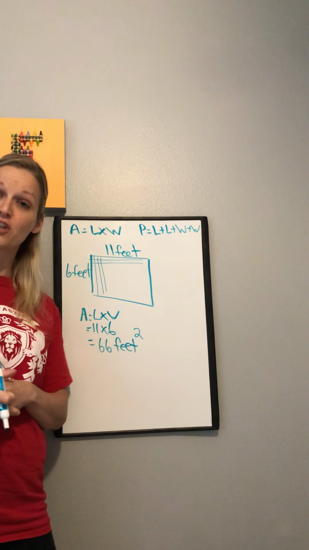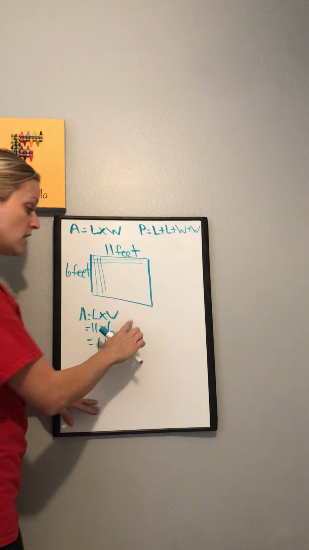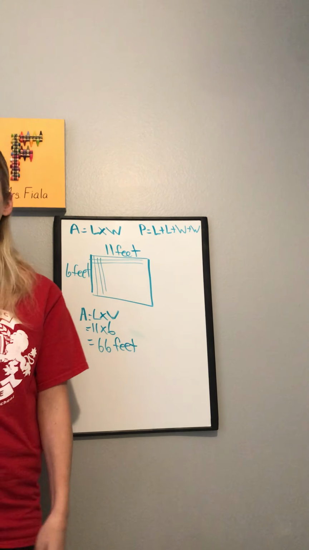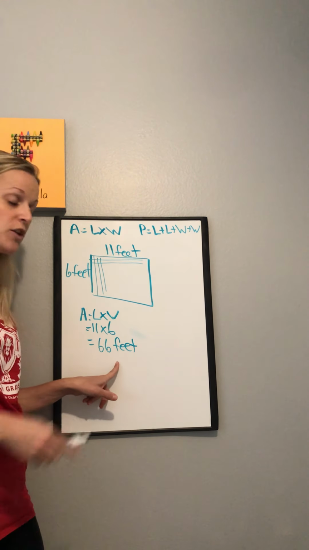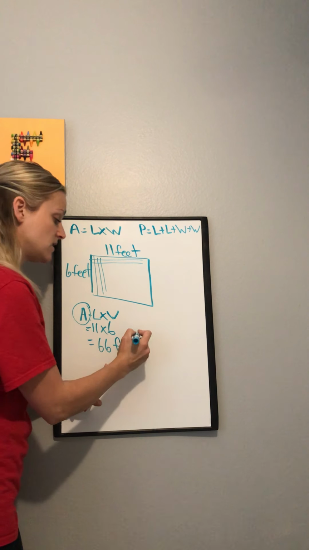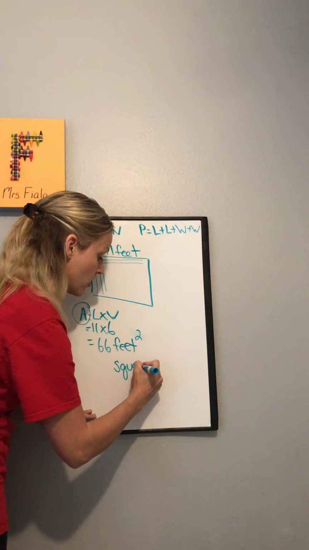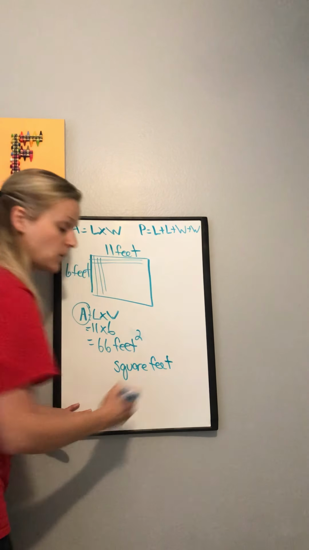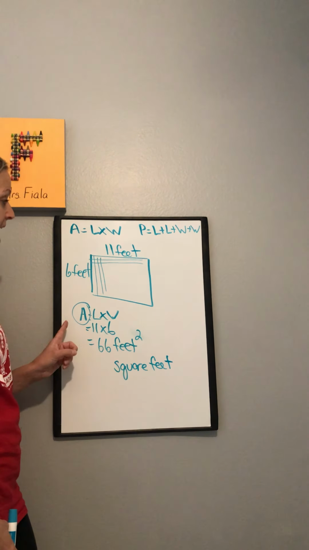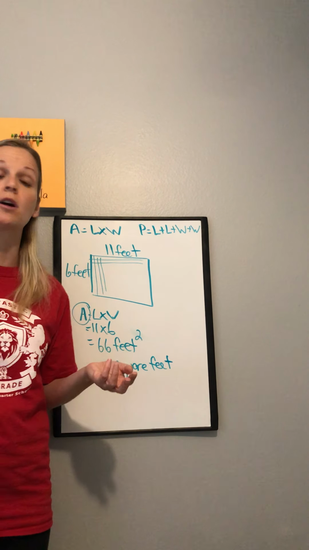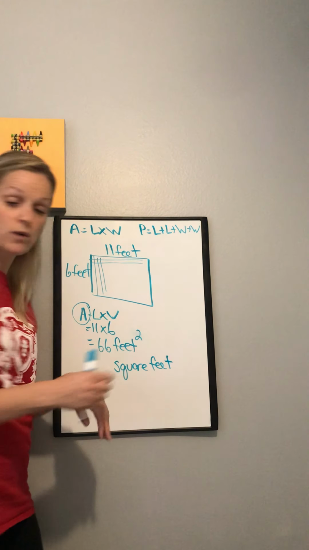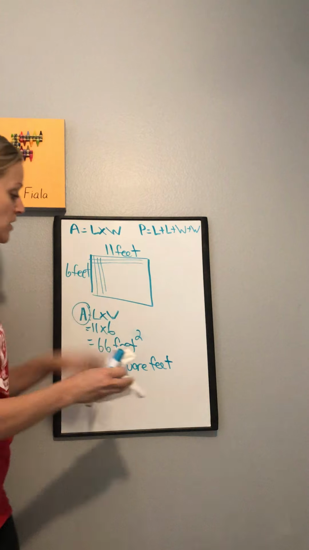Be careful because on your quiz, you might be given an answer choice of just 66 feet. That is incorrect when you're talking about area. It's 66 feet squared. Or it could be written as square feet. Okay? Now I want to know, what if I want to know just the perimeter of this rectangle? So perimeter is length plus width plus width.